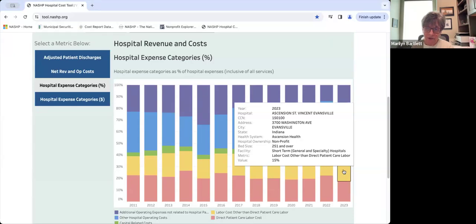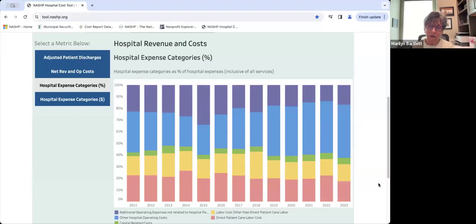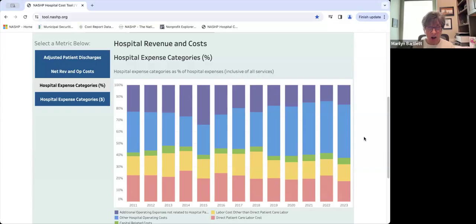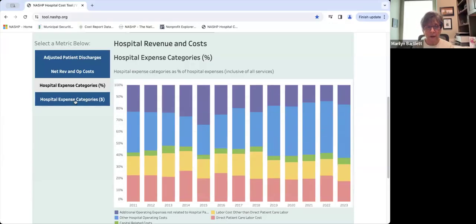And that's an interesting discussion point because we're hearing in the media and some hospitals, their labor costs are 60%, 70%, but not so here. But this bar, which is other hospital operating costs, which can be supplies, drugs, contracting. And I think that this would be a good discussion point for us to drill in further, or a hospital to drill in further of what's here.